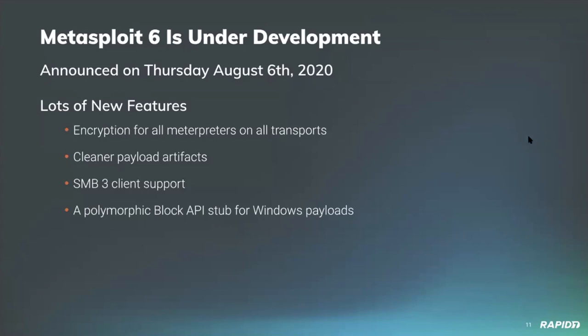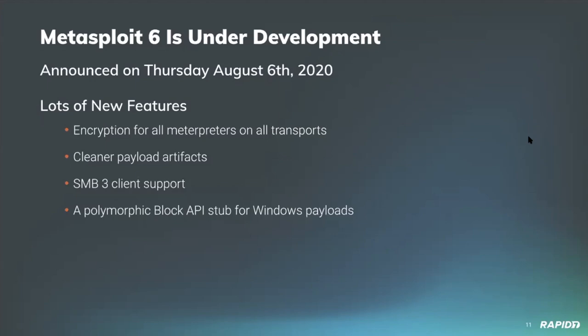This is thanks in large part to a tremendous effort from community member OJ Reeves, who we'd like to extend a huge thank you to. But that's not all that OJ brought us. OJ also added in cleaner payload artifacts. So this was a number of changes that removed a large volume of static strings that were included within multiple payload artifacts and binaries that were produced by Metasploit. So this is an effort to make it a little bit more difficult and complicated to write static signatures to detect some of these things that Metasploit is doing.